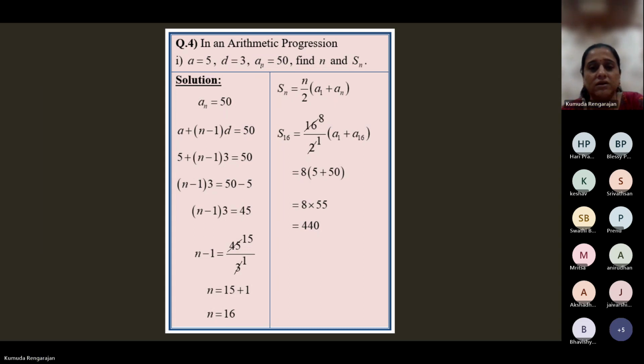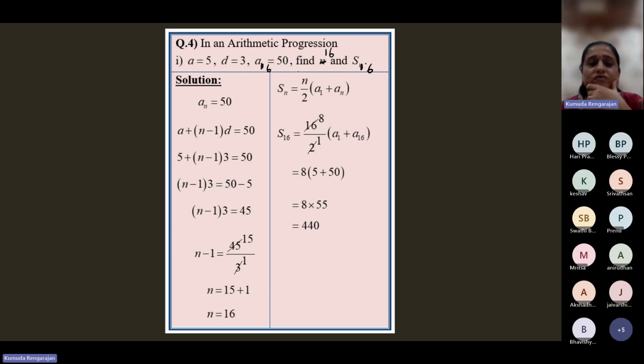See here. We didn't know the value of N earlier. Now that we found the value of N is 16, Sn means S16. An means A16. Wherever there is N, read that as 16 now, because we found the value of N, 16.